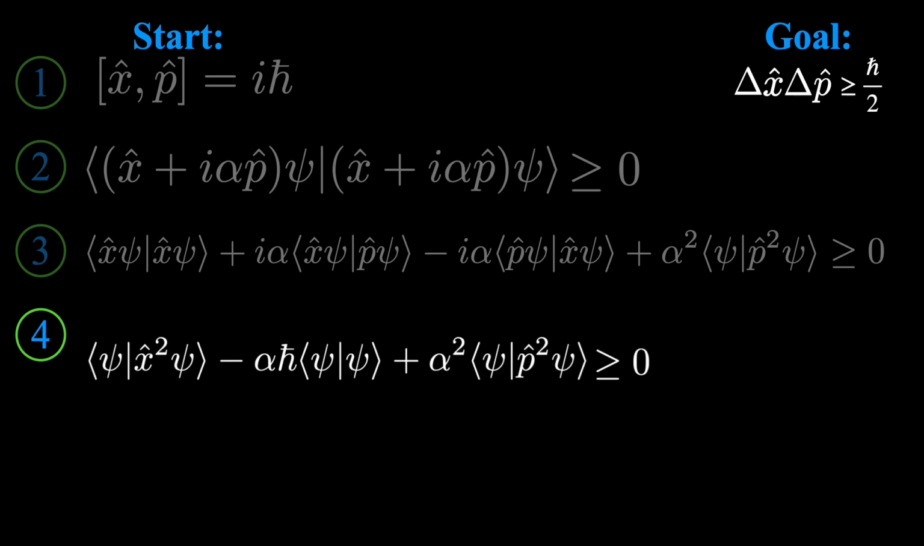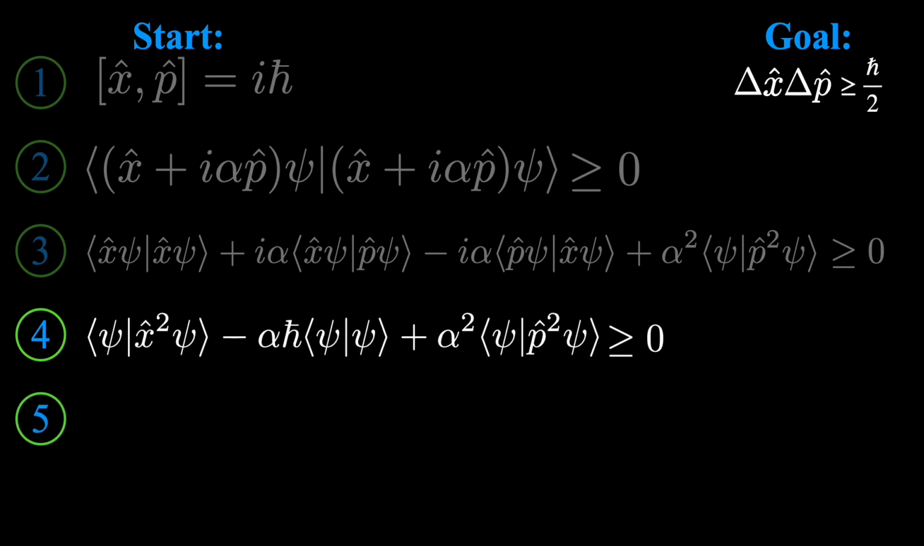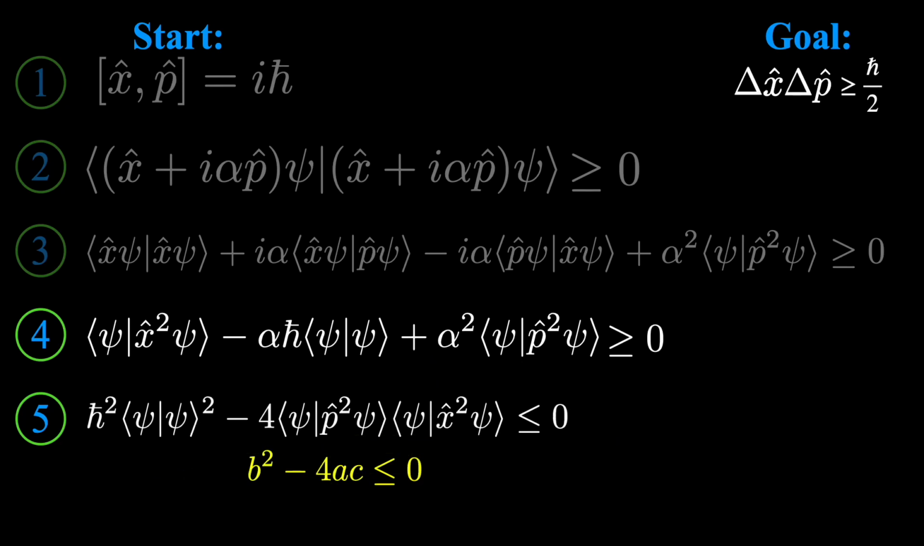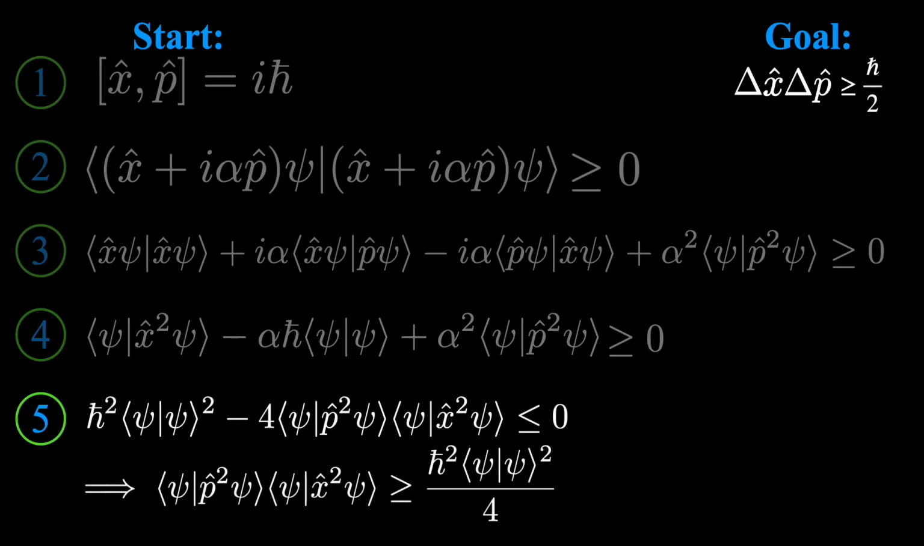Okay, now we are ready for the last step. If you look closely, you should be able to recognize that this is actually a quadratic equation. So we can just use the quadratic formula to solve for alpha. This becomes especially simple since any quadratic that is always greater than or equal to 0 has no real solutions. So we only need to look for when b squared minus 4ac is less than or equal to 0. And doing some slight rearranging, we get this.